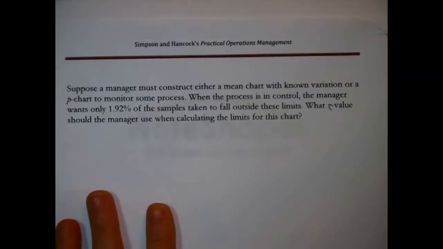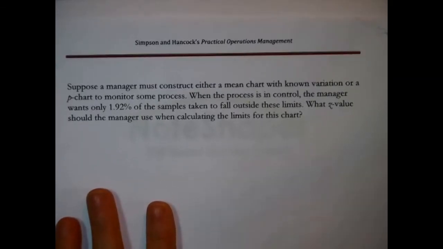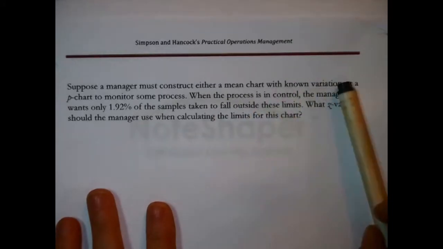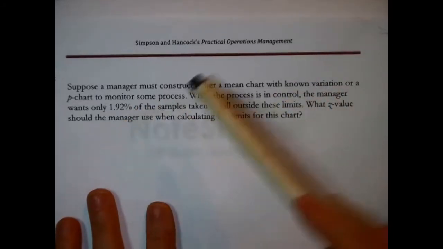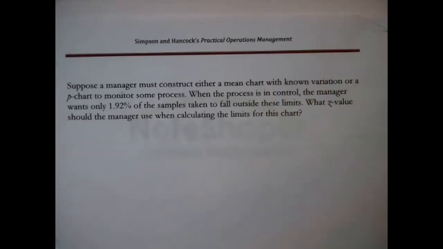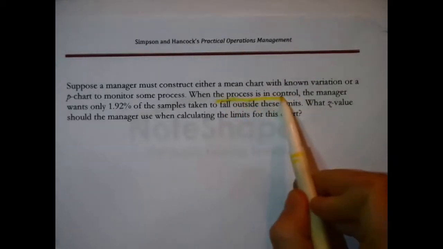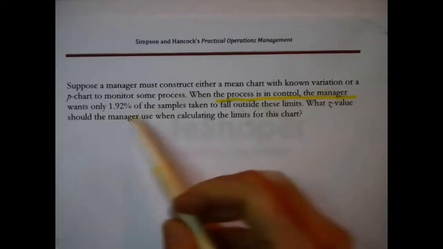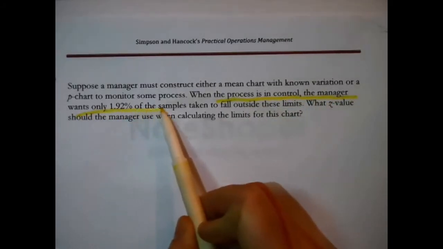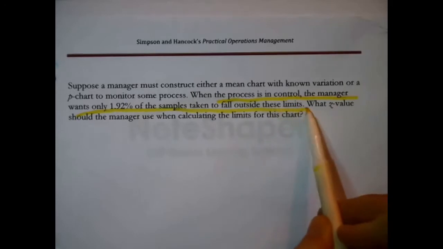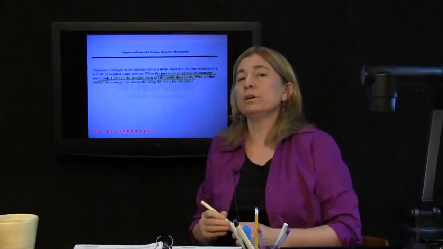Let's take a look. Suppose a manager must construct either a mean chart with no variation or a P chart to monitor some process. When the process is in control, notice that. Nothing wrong with the process. The manager wants only 1.92% of the samples to fall outside these limits. That's what I mean by being wrong.